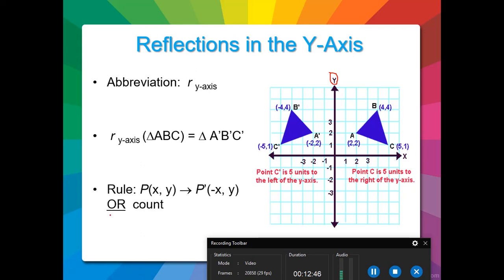So where it says rule, we're going to take our generic point P, located somewhere in the coordinate plane. It will map itself to P prime. X becomes its opposite, y stays the same. Now we have 2 rules. And again, if you have trouble memorizing the rules, we can count. So A is 2 units from the line of reflection. We would count away 2. And now we found its new location.